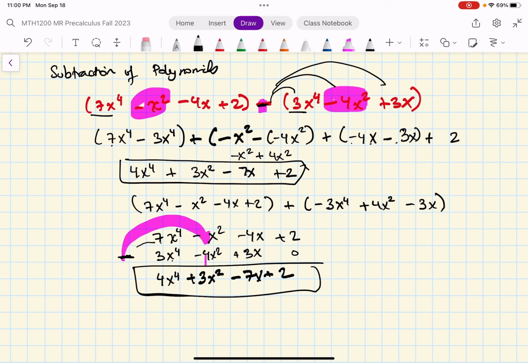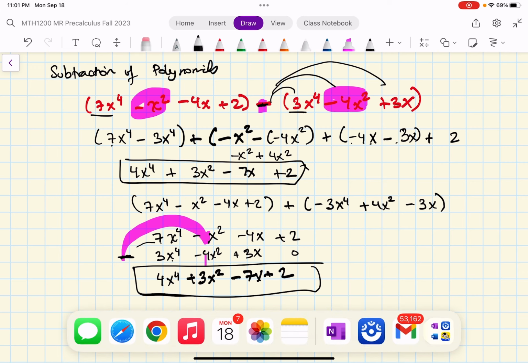So those are a couple of problems on how to add and subtract polynomials. If you have any questions, please let me know.